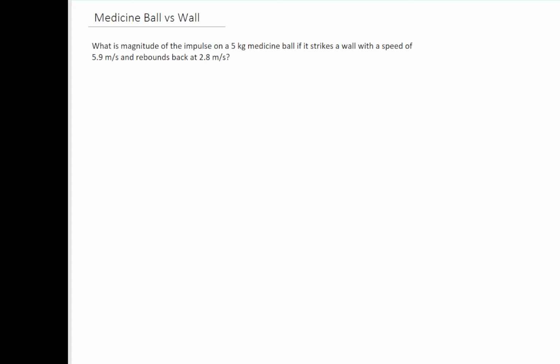In this problem, we have a medicine ball being thrown against a wall and rebounding back with a new velocity. The problem asks for the impulse on the medicine ball. If you recall, impulse, J, is equal to the change in momentum of the object. In this case, we want the impulse on the ball, and it's going to have a change in momentum.